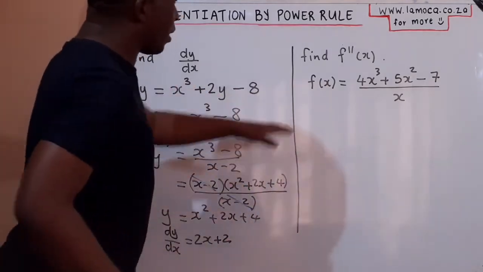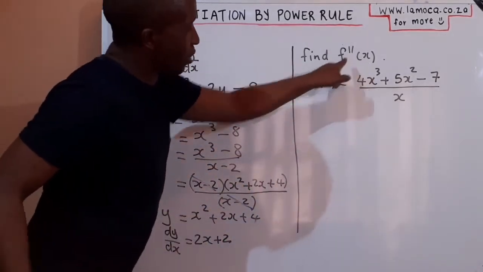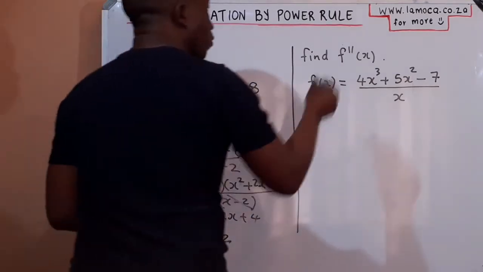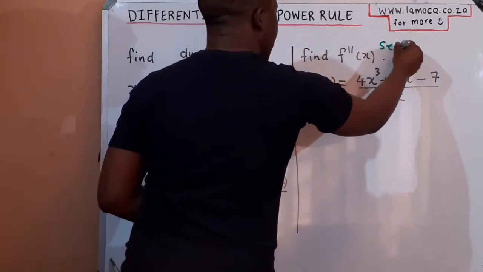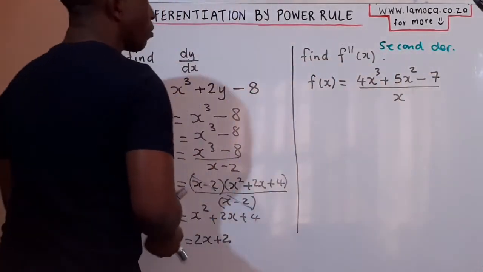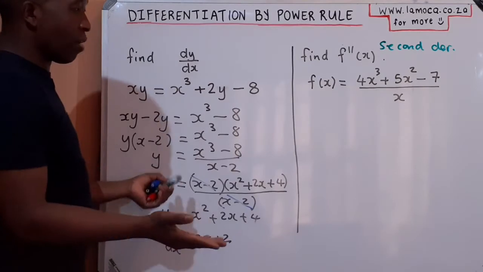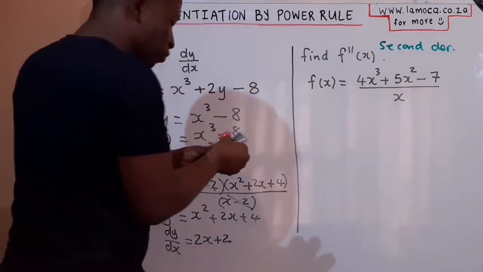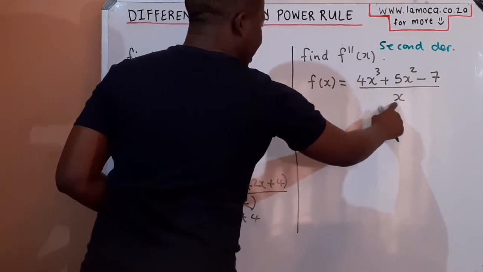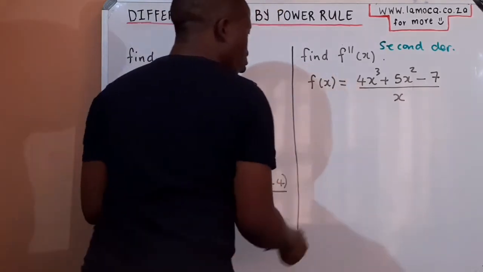The second example says find f double prime of x. This question is not asking for the first derivative, but it is asking for the second derivative. Please keep that in mind. Now, we first of all need to simplify before we can even find the first derivative. So what I'm going to do here is divide every term by this x. I'm going to share this x and divide into all of those terms.